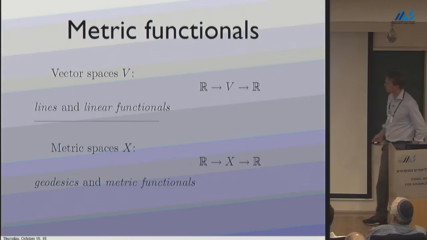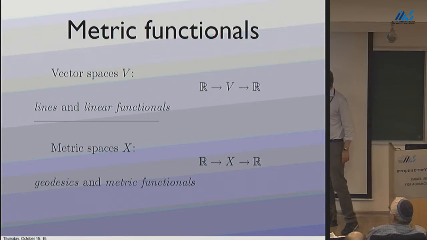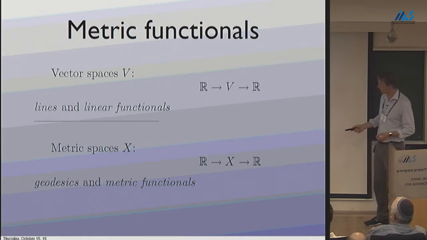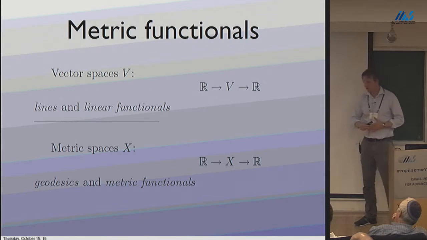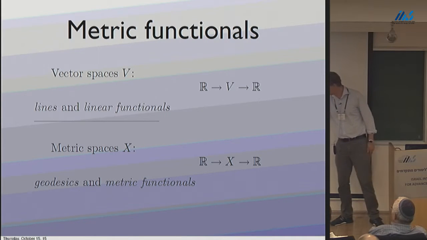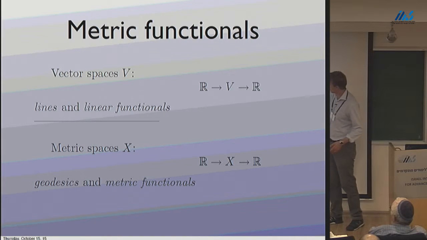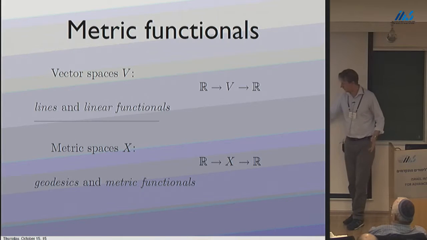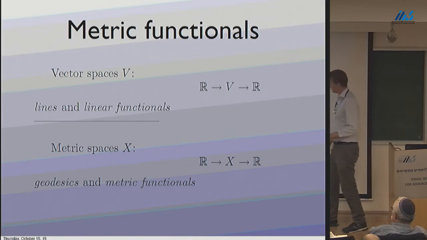Okay, so what is a metric function? If you recall, for a vector space V, it's common to look at linear maps from R into V, lines, or linear maps from V into R, linear functionals. And so for metric spaces, it's common to look at isometries from R to X. In metric geometry, this is what we mean by geodesics. And you can also look at maps from X to R. But now this cannot be an isometry, because just like here, we have a big kernel. So here we take 1-Lipschitz or semi-contractive maps. So this is the picture that I want to advertise.